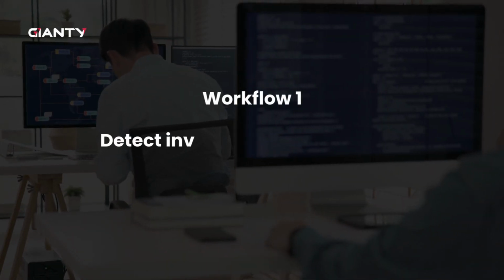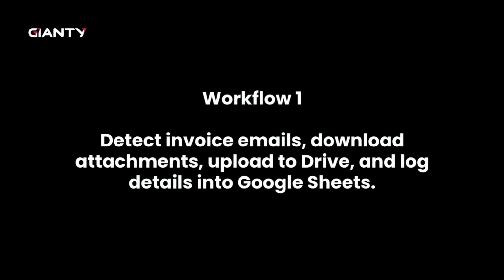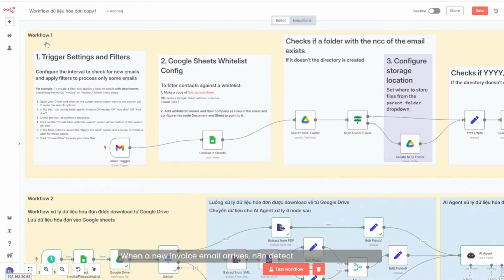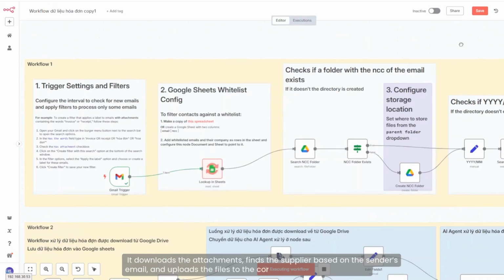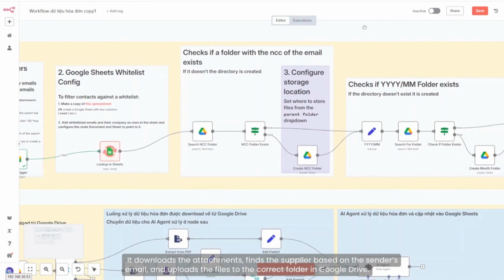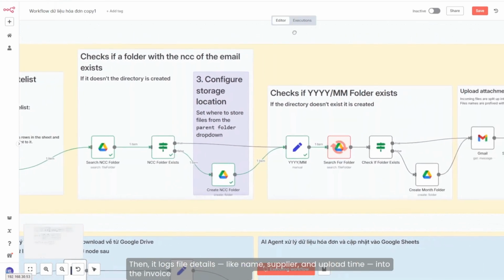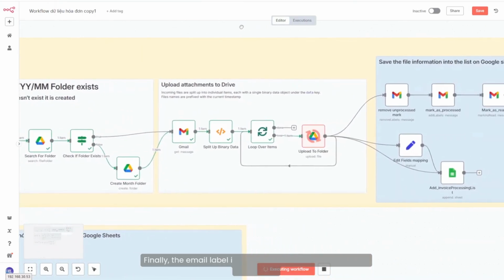Workflow 1. Detect invoice emails, download attachments, upload to Drive, and log details into Google Sheets. When a new invoice email arrives, n8n detects it using Gmail labels. It downloads the attachments, finds the supplier based on the sender's email, and uploads the files to the correct folder in Google Drive. Then, it logs file details, like name, supplier, and upload time, into the Invoice Processing List sheet.